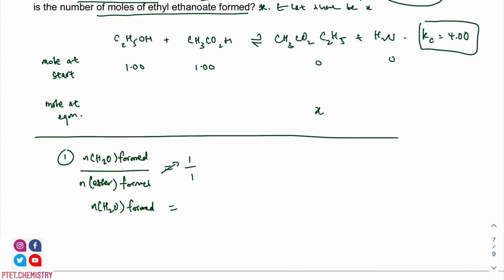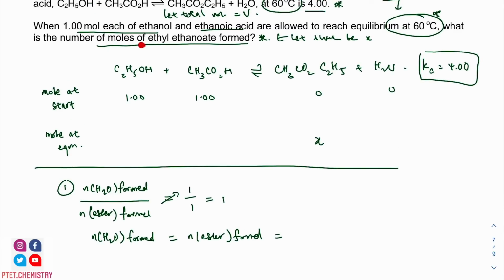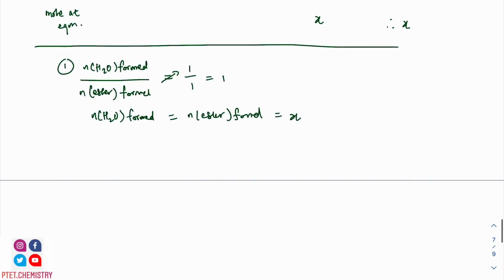So they are going to be equal because the ratio is just 1. So the mole of water formed is equal to the mole of the ester formed. And how much of the ester do you form? You form X mole. Well, that's what you want to find, right? The number of mole of ethyl ethanoate, the ester, let it be X. So if I know that, I can work out the mole of water formed, which is X. So we are slowly filling in our table.